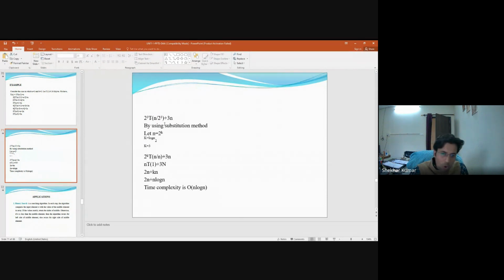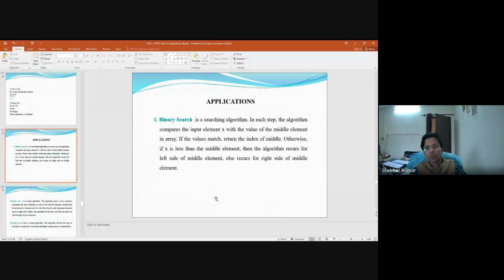So the time complexity of this problem is called order of n log n. Order of means big O of n log n. It means the maximum time it will take will be n into log n time. This algorithm will take n into log n time. That is the tightest upper bound.